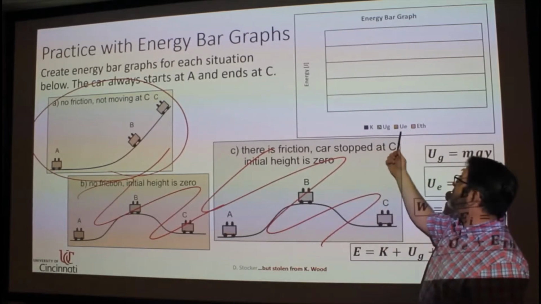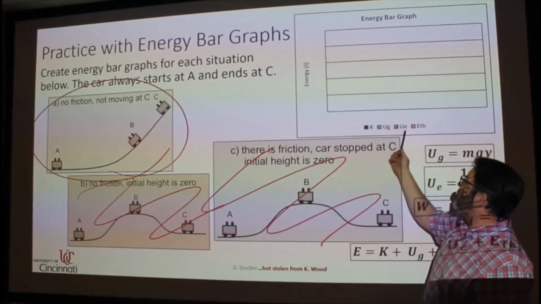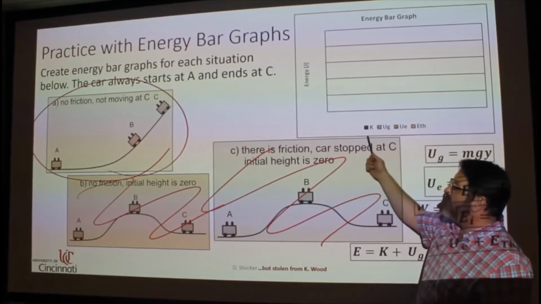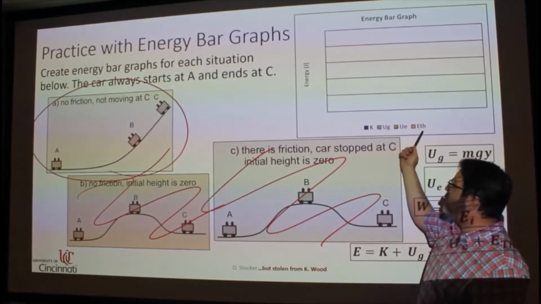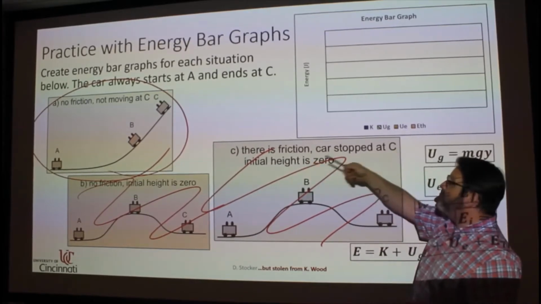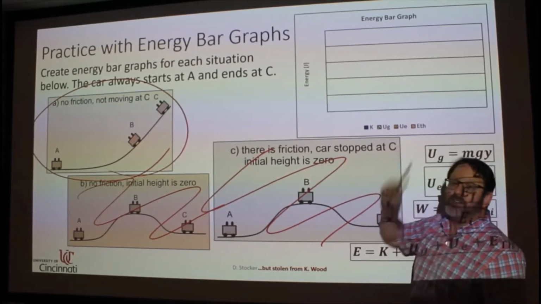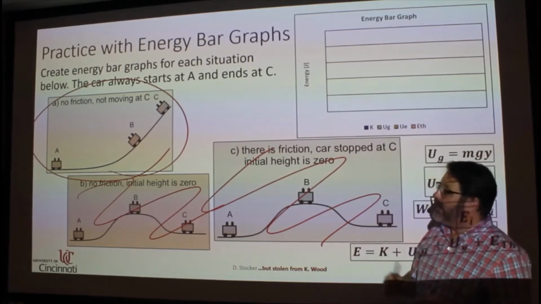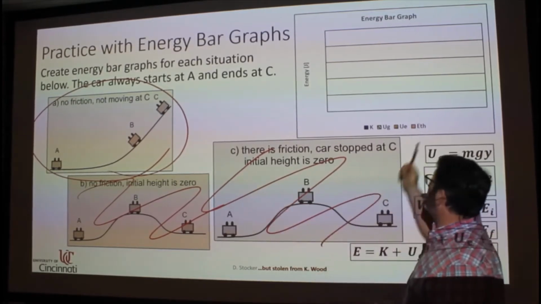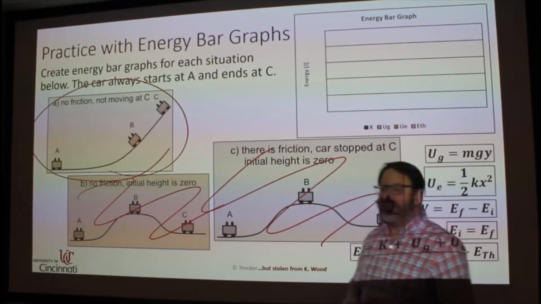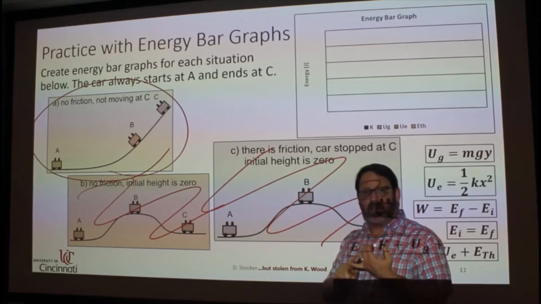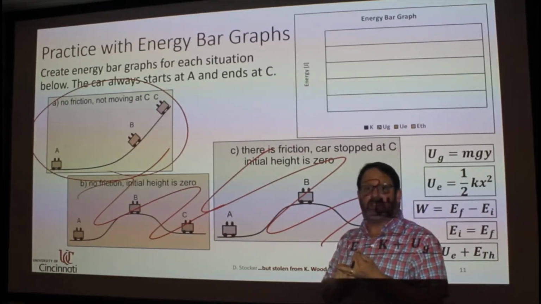Kinetic, gravitational, spring or elastic, and thermal. So kinetic, gravitational, thermal, there's no friction. Since there is no friction involved, thermal energy we don't need to worry about. Elastic potential energy, there's no spring, so we don't need to worry about that either. At all 3 positions, the only thing we're going to have is either kinetic or gravitational potential energy.